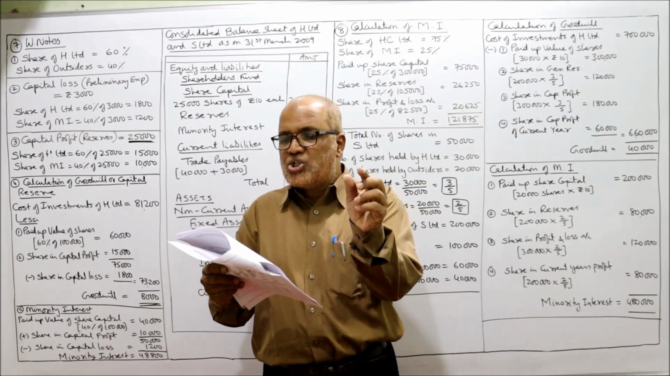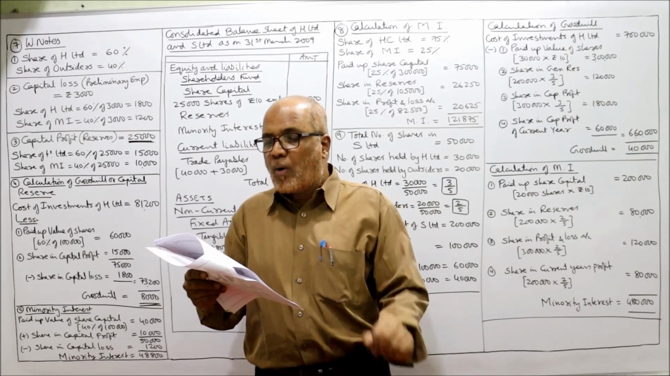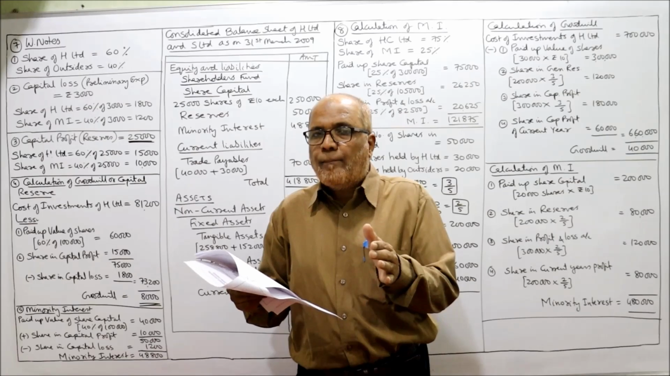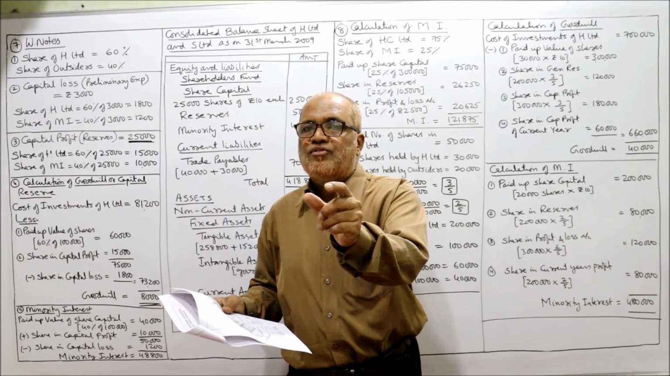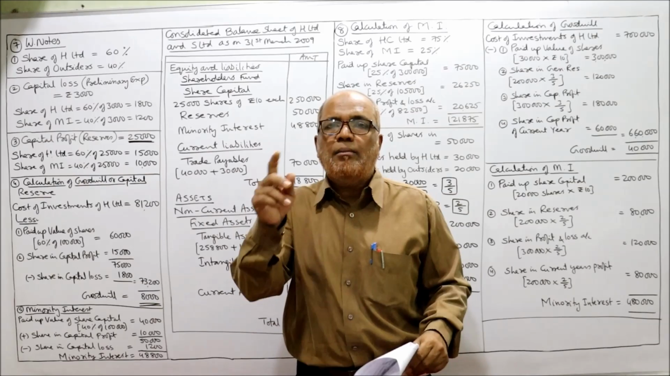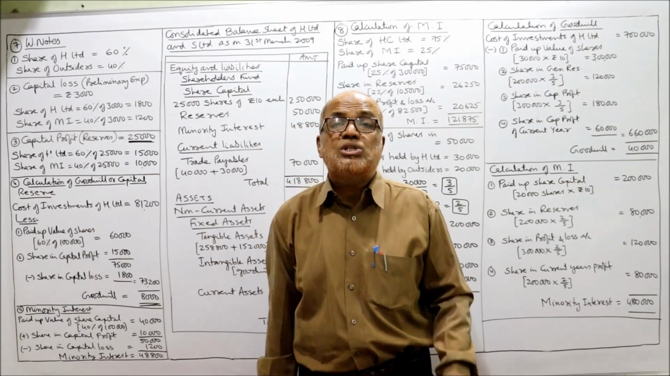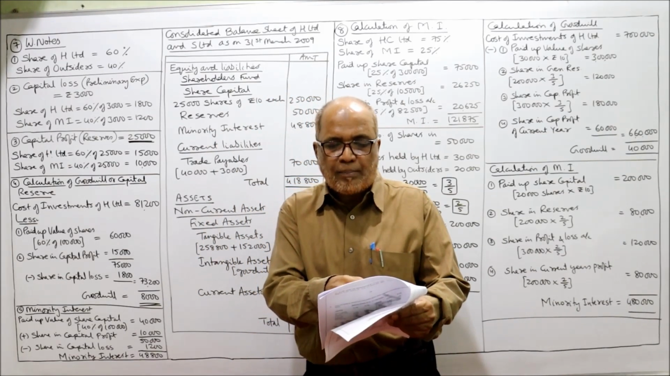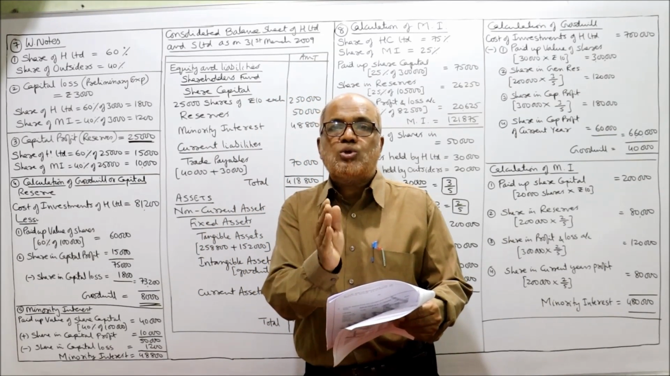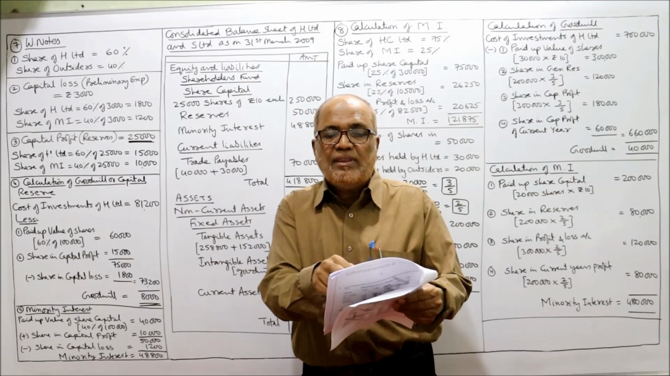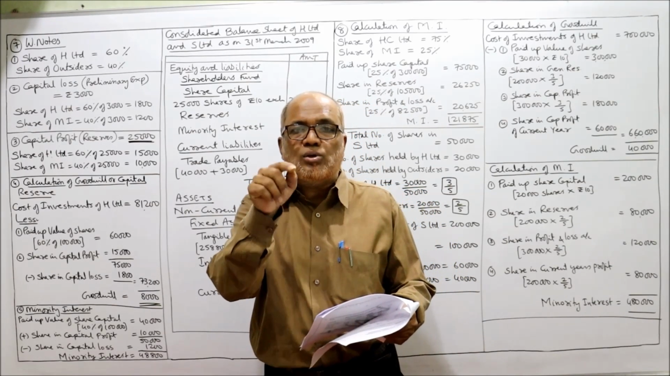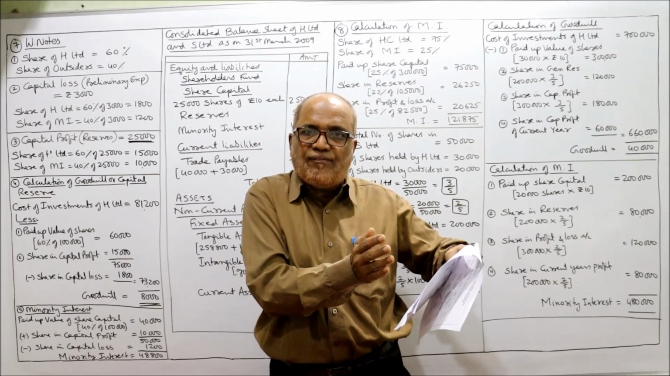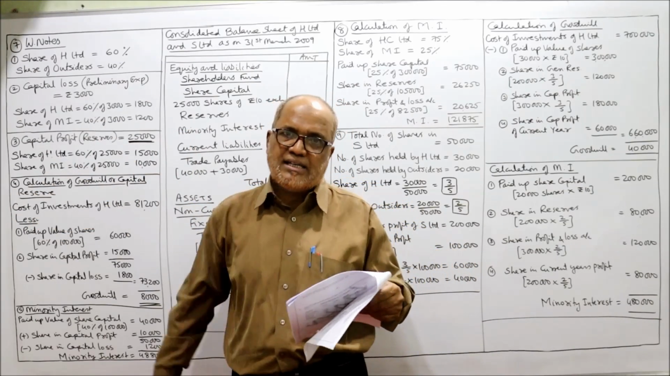Now 60% shares in S Limited acquired on 31st March 2008. Remember, holding company holds 60% of shares in subsidiary company. The remaining 40% shares are held by outsiders, that is minority interest. First point. Second point, the shares are purchased on 31st March 2008. We are given the balance sheet on 31st March 2009. That means 1 year was over. At the beginning of the year itself, the H Limited has purchased the shares in S Limited.